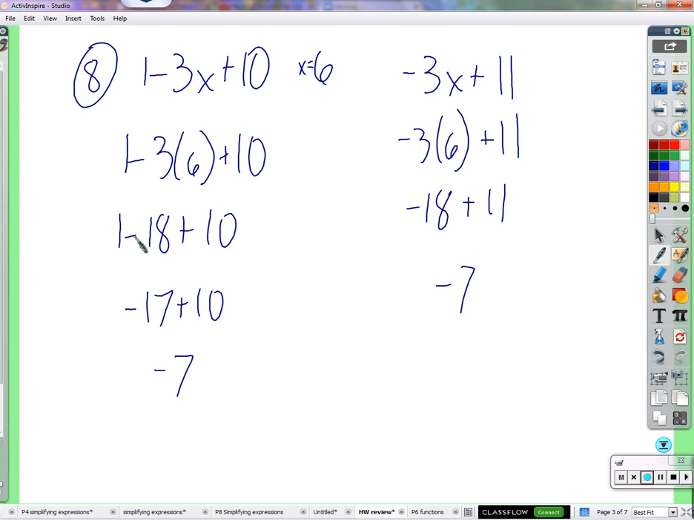Okay, makes sense. That's a common thing that gets messed up. We want to make sure that we keep track of all those negatives and positives, all those signs, okay? So when we have a negative 3 times a positive 6, we get a negative 18. Negative times a negative is a positive. Positive times a negative is negative. Negative times positive is negative. Of course, a positive times a positive is a positive. Keep track of all those positives and negatives when you plug something in for x. All right? Other questions?